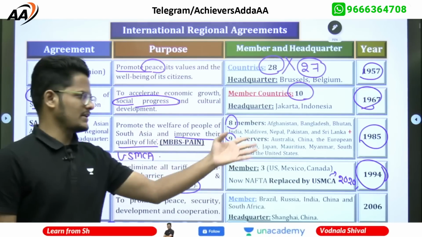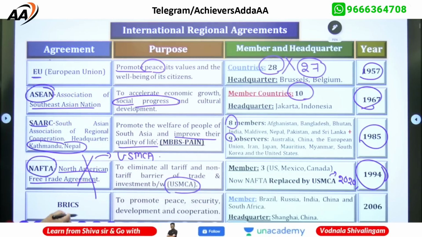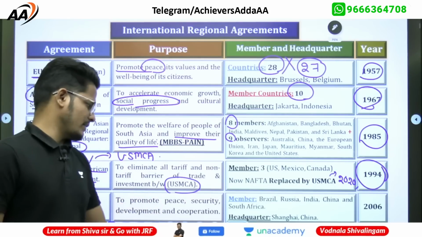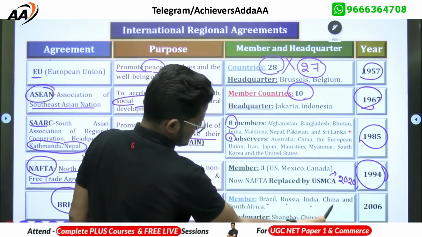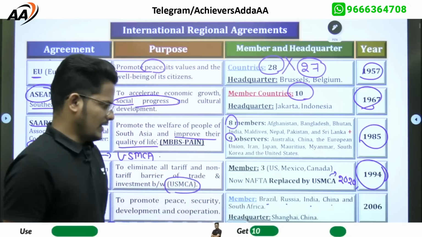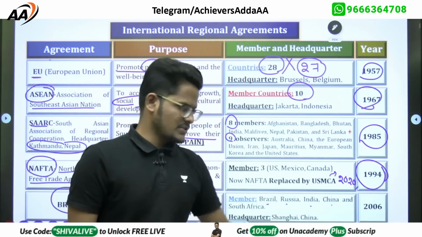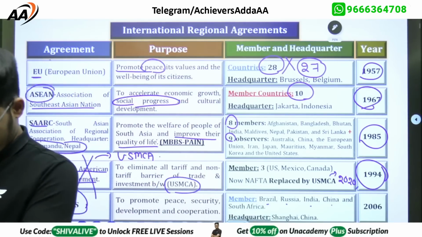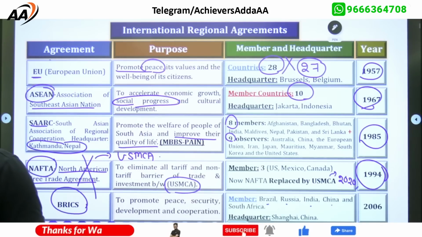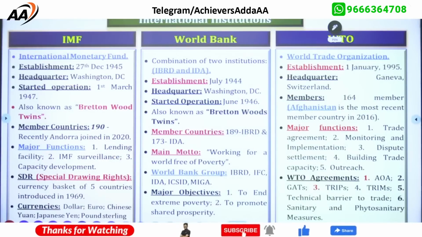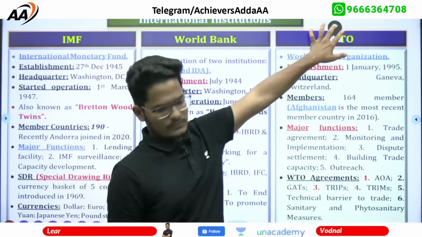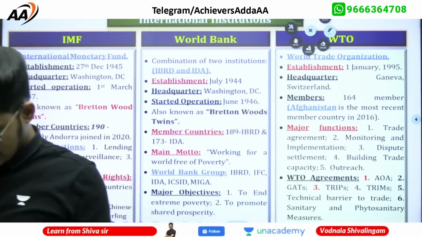And BRICS. What are the BRICS countries? To promote peace, security, development and cooperation: Brazil, Russia, India, China, and South Africa. Headquarters Shanghai, China, and it was initiated in 2006. Right? Next. Last and final part.